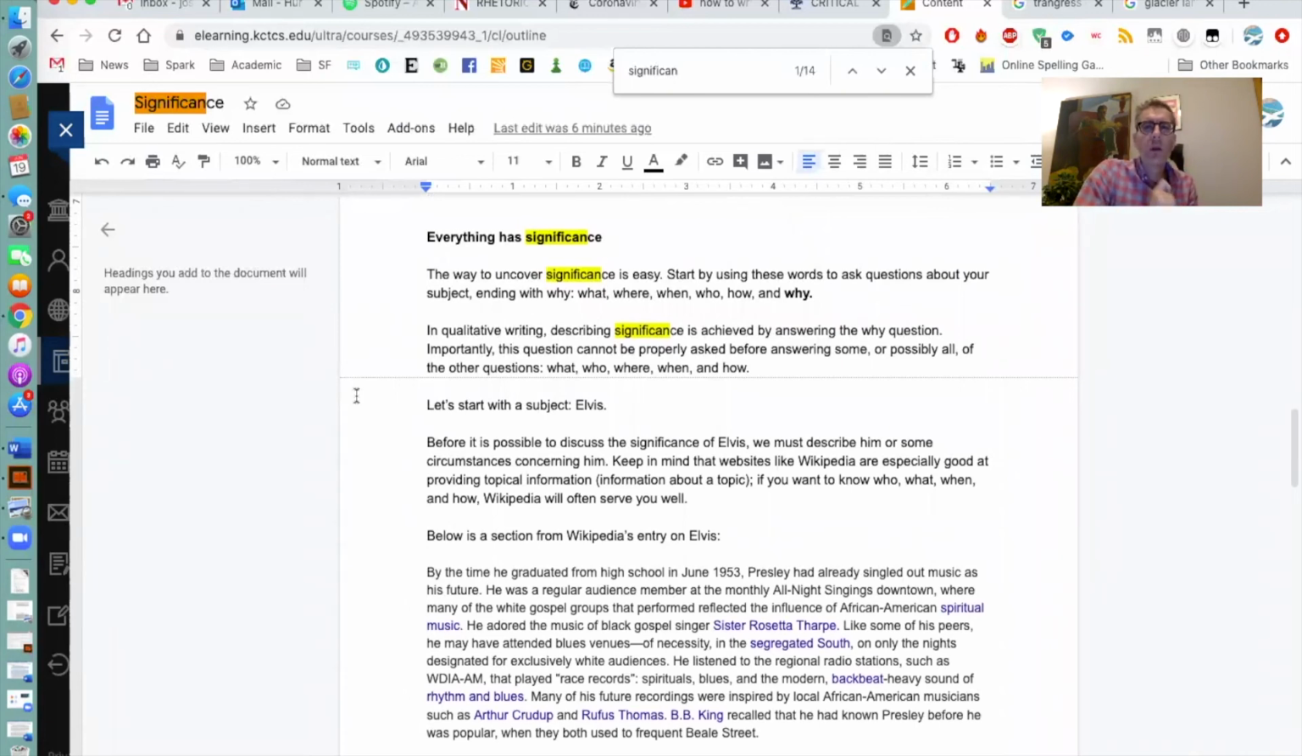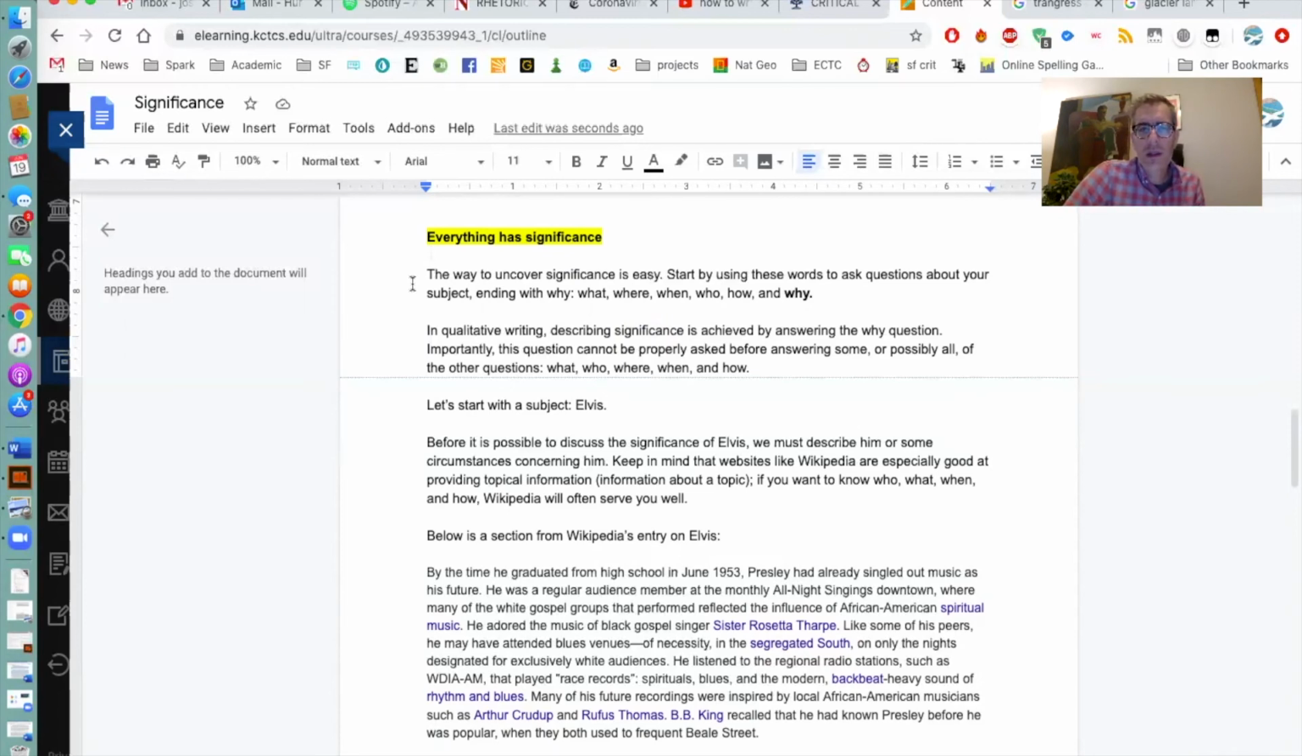When you are looking for significant statements, when you're analyzing information, one thing that should help you is to remember this golden rule here. Everything has significance. We can make it yellow. Everything has significance. Now, the way to uncover significance is easy.